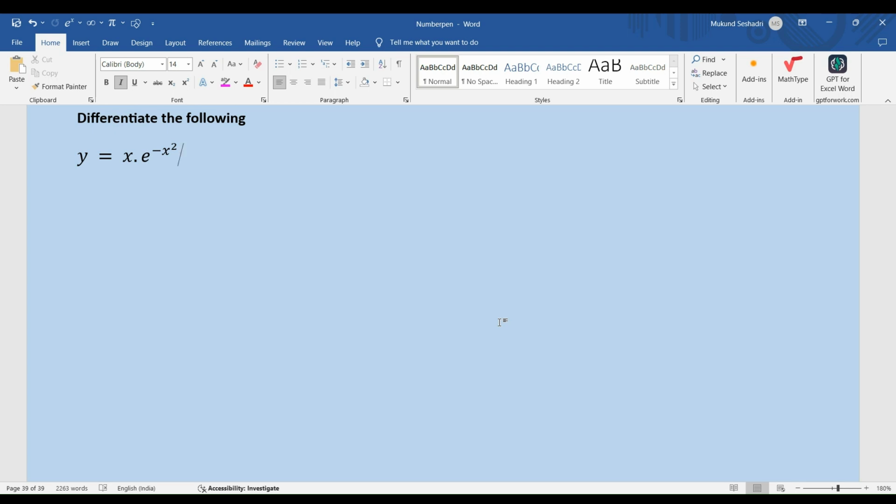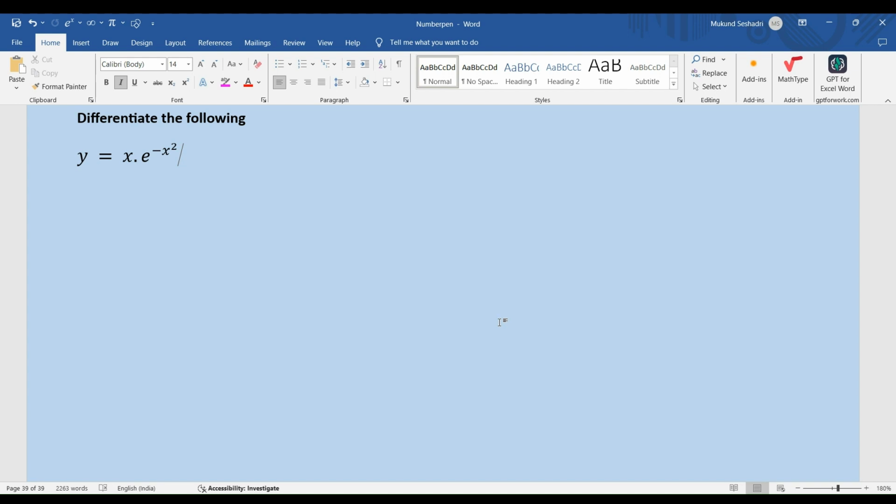So there we have the problem on our screen. Differentiate the following: y equals x into e to the power minus x square, right? So looks like we have a product of two functions, and the function 1, which we usually call u, is x, and the function 2, which we normally call v, is equal to e to the power minus x square, right? So we know what is my y dashed or dy by dx when it comes to a product of two functions.